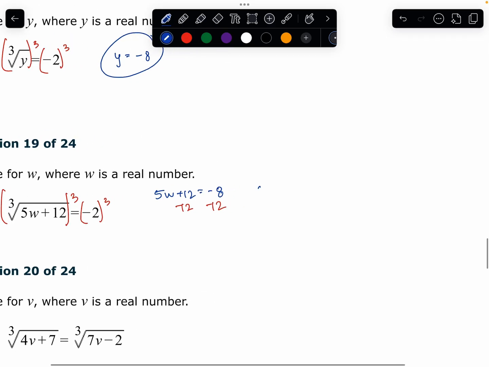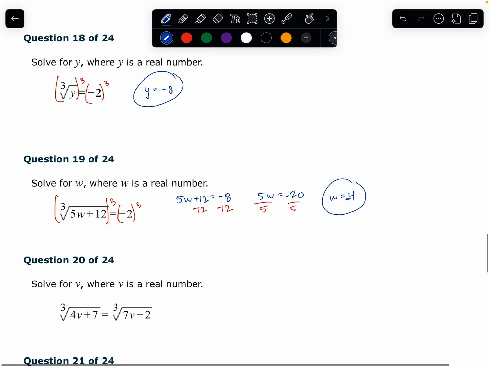So I'll get 5w is equal to 20. Then I'm going to divide both sides by 5, and I get that w is equal to 4. That's supposed to be negative 20, so this will become negative 4. My solution is negative 4.